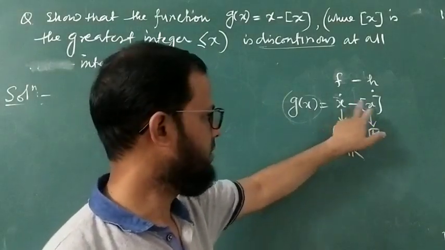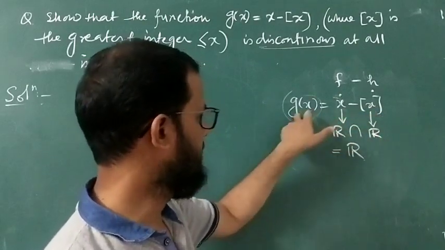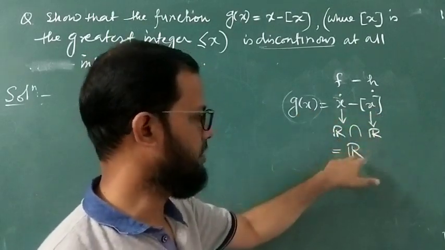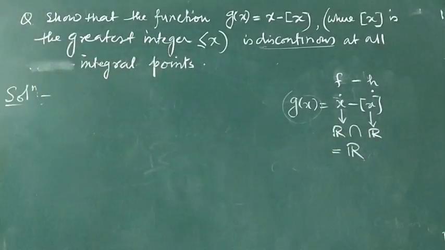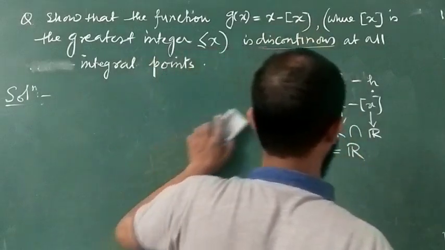It is an identity function, and it is the greatest integer function. What is the domain of both? It is R. So finally, what will be the domain of G? The intersection of these two. Very important concept. So finally, what do we get? Our domain is the set of real numbers.